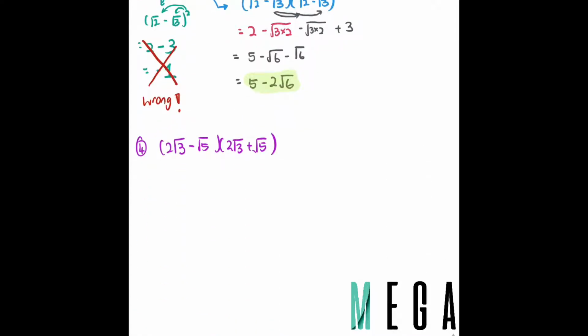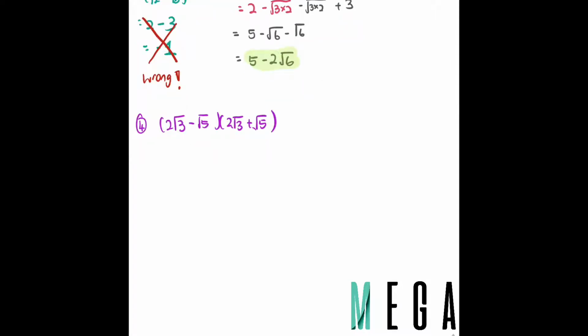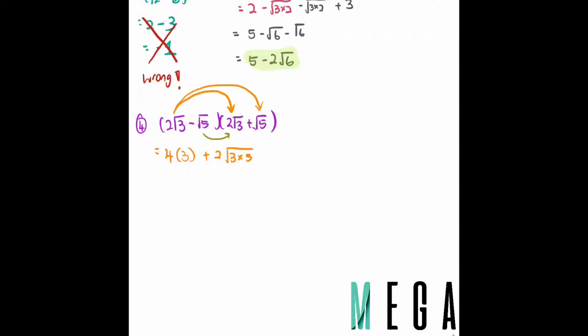Okay, so let's try this simpler question here. The first step is you multiply 2 surd 3 by 2 surd 3. I will get 4 times surd 3 multiplied by surd 3, which is 3. And the second one, 2 surd 3 multiplied by surd 5, I will get a plus 2 surd 15. And on the second side, I have negative surd 5 multiplied by 2 surd 3, and I will get negative 2 surd 15. And finally, negative surd 5 multiplied by positive surd 5, I will get negative 5.